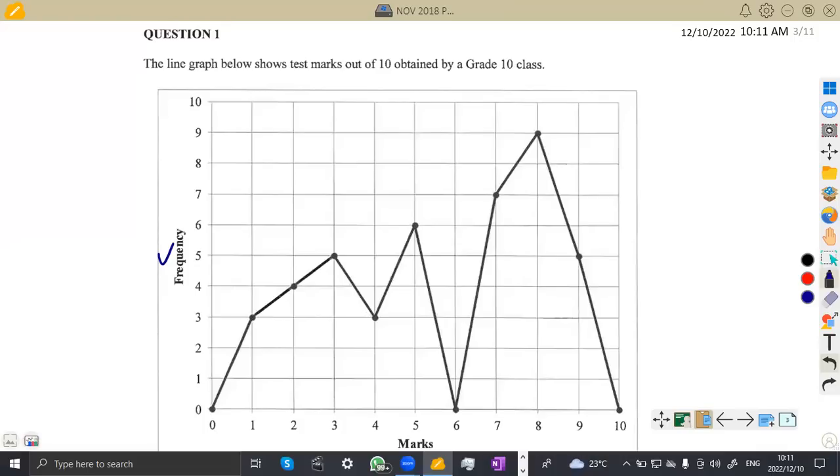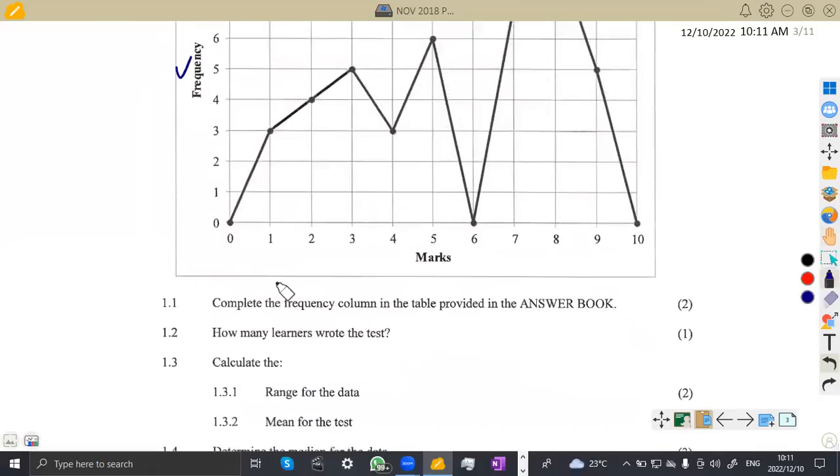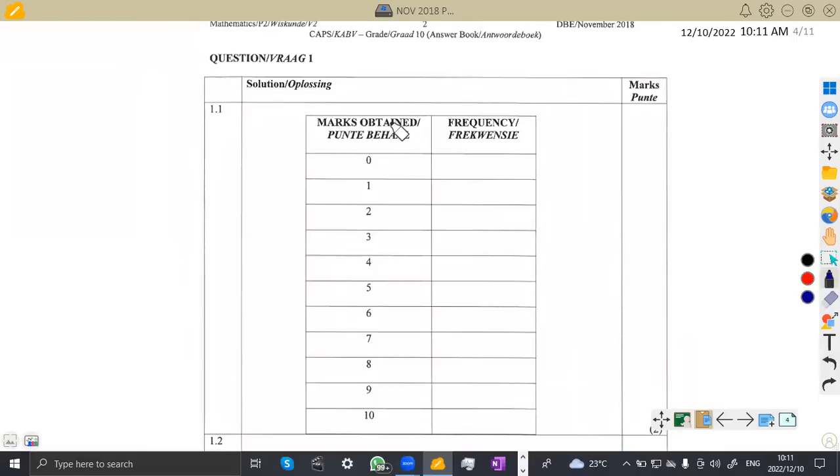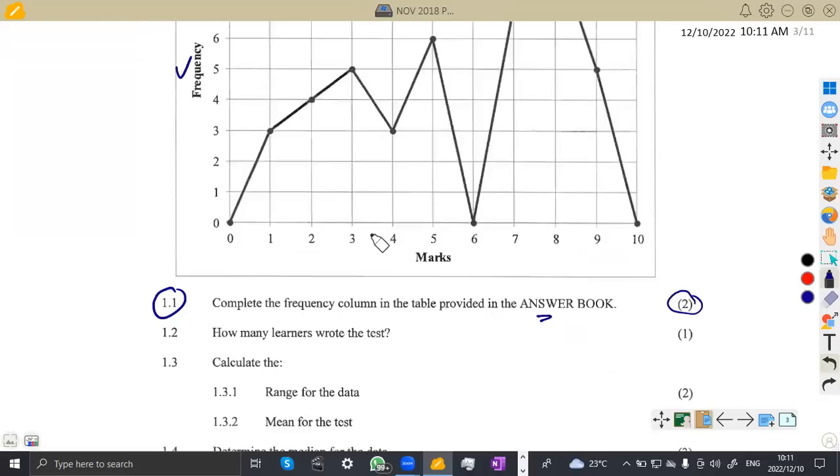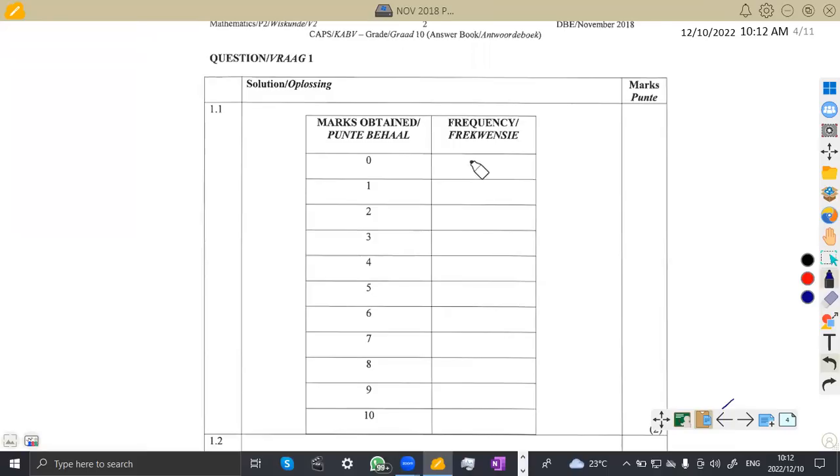All right. So from this information, we are given the first part of the question, 1.1, to complete the frequency column in the table provided in the answer book, and that is 2 marks. So let's check the frequency column table that we have. We were given the marks obtained, and corresponding is the frequency. So what you need is to take the marks, then the corresponding frequency from the graph. Let's start with 0 here. How many obtained 0? That is the concept. You can check here, there is no one that is 0, which means 0 corresponds with 0 here.